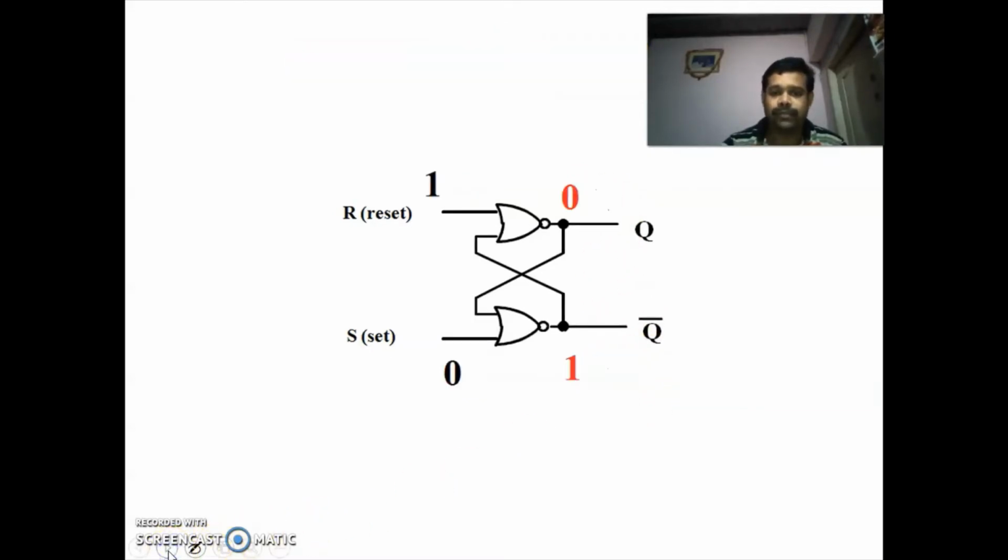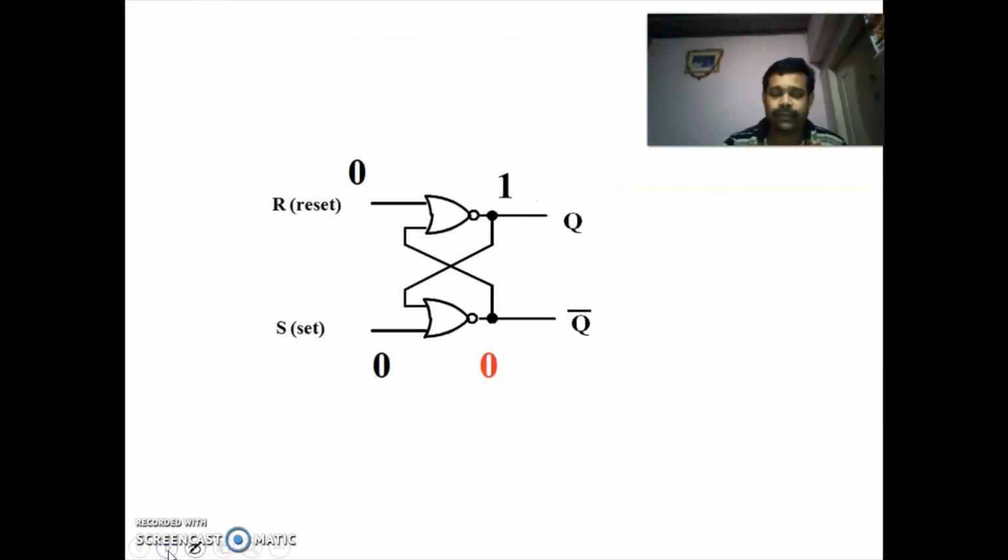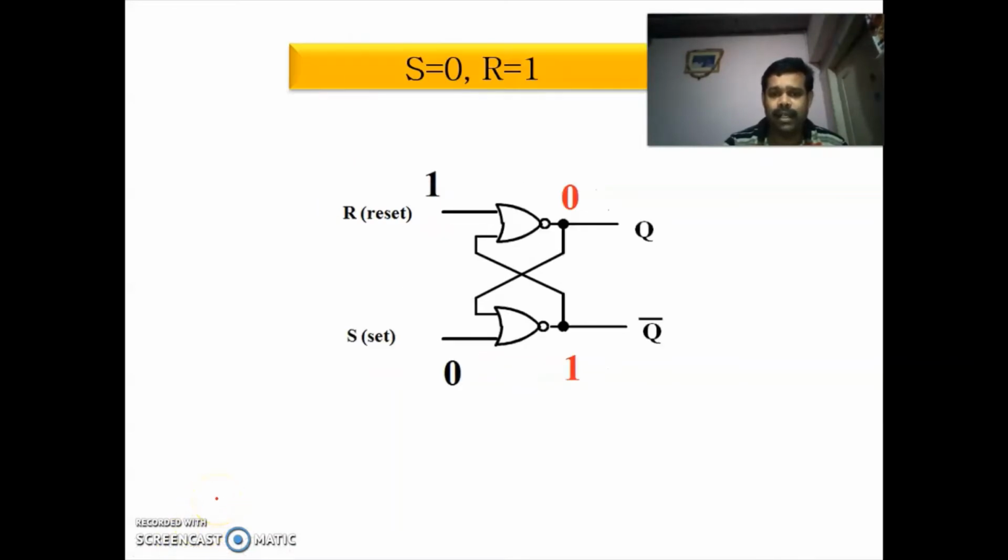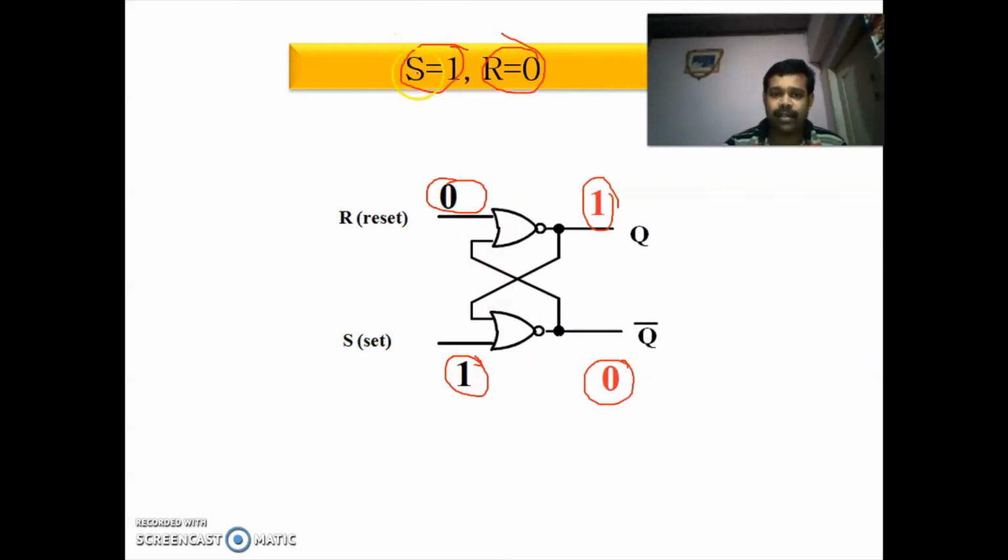So we got the first output: when S is equal to 1 and R is equal to 0, we got Q as 1.